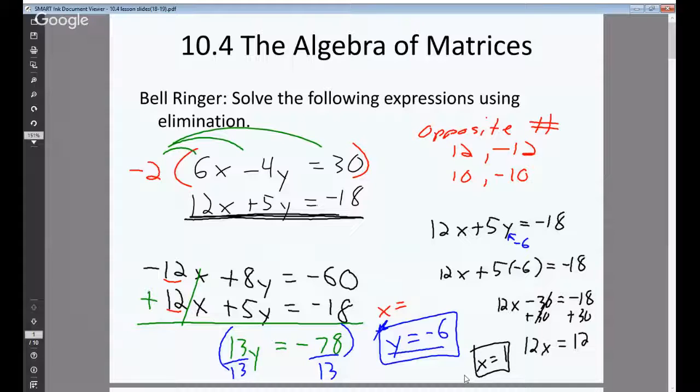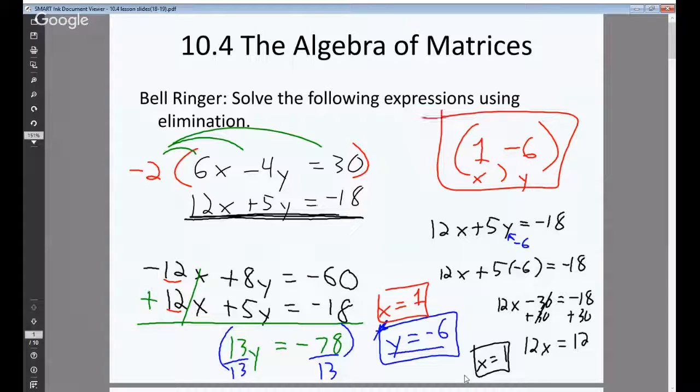So there you go. You have your two solutions, x equals 1 and y equals -6. If you all remember, I'm just going to write it over here, we always answer that as an ordered pair, where for the x we put +1, and for the y, we put -6. So that's just a little review on elimination, because we will be using that in today's lesson over the algebra of matrices. So with that said, let's move on to the next slide.